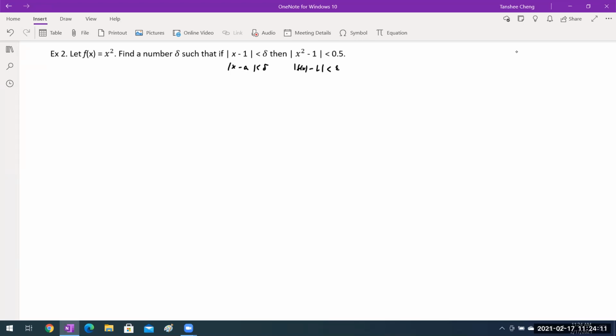So in order to get that, how close the x value that we need to choose, or how close the distance between x and a, the limit that we want to approach, should be. So that's another way of saying what my delta value should be. The distance between x and 1, which is how close the x value that we need to choose is to 1, should be smaller than delta. So we want to find out what the delta is.